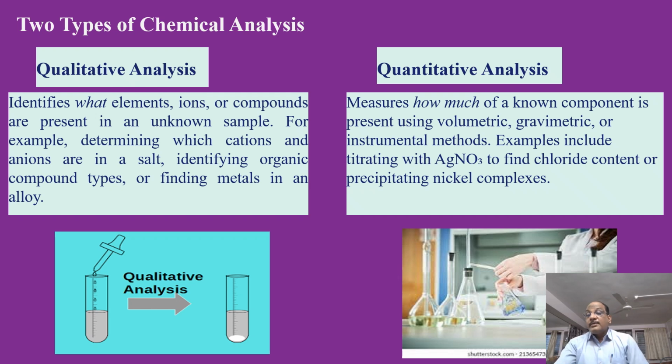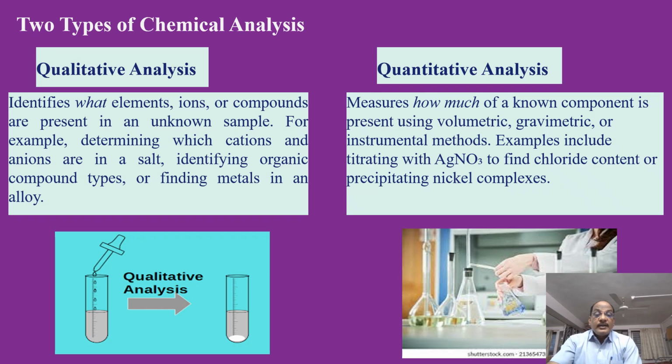Basically, there are two types of chemical analysis: one is qualitative analysis and another is quantitative analysis. As the name implies, quantitative analysis measures how much of a composition is present in the given substance. That can be determined by volumetric, gravimetric or various instrumental methods, like titration which you perform in your laboratory, or the gravimetric estimation experiment, that is the estimation of nickel by nickel DMG. This is quantitative analysis, where we find out the quantity of the substance.